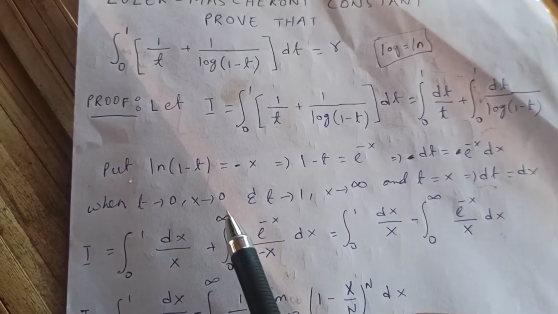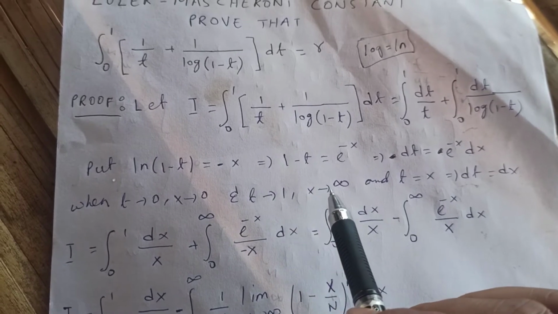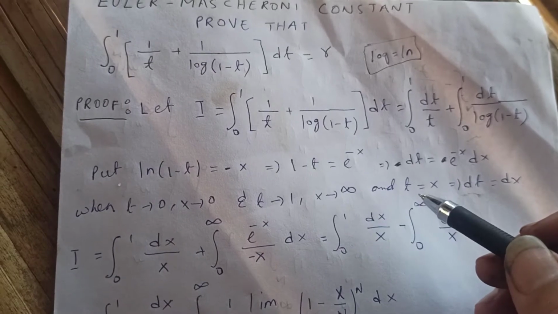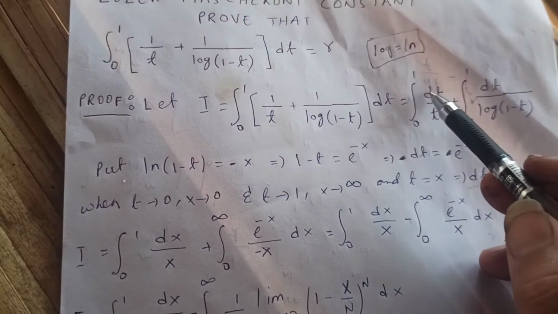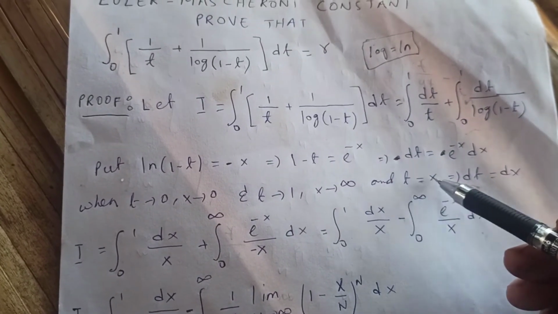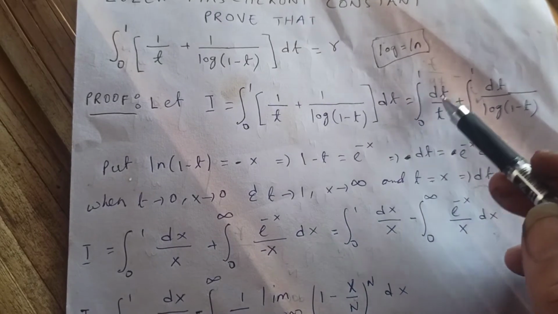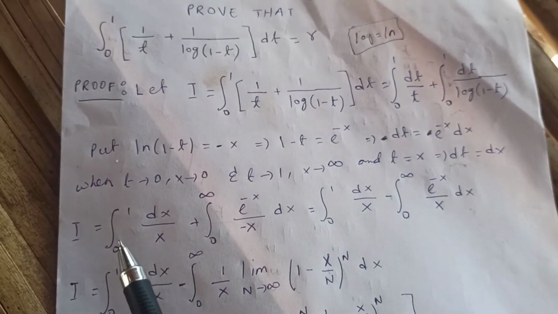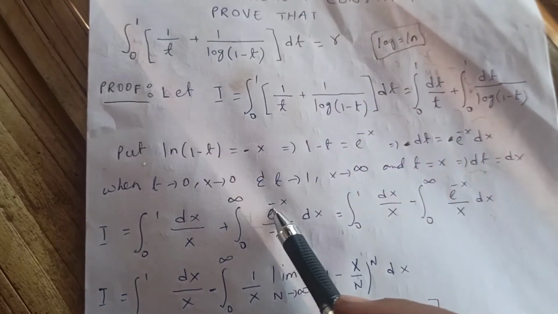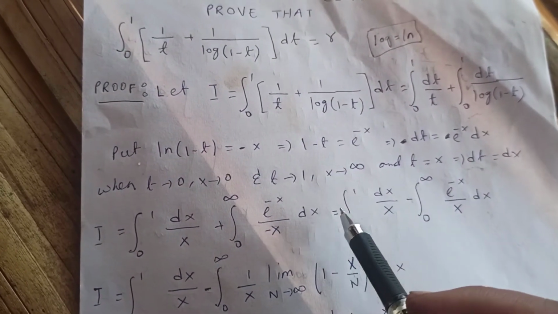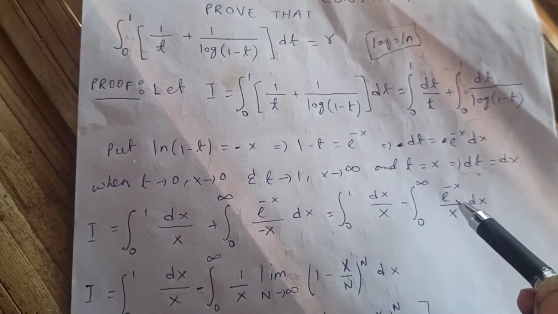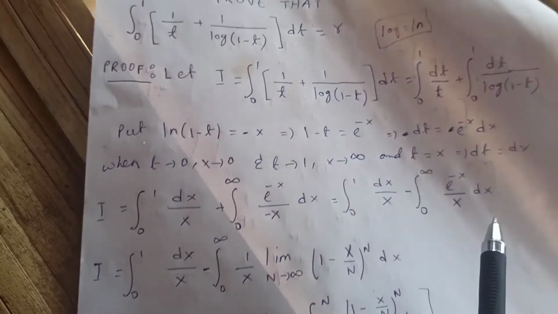When t tends to 0, then x tends to 0. When t tends to 1, then x tends to infinity, right? And here also I'm just substituting, so that the variable will be the same: t equals x, dt equals dx for this integral. Therefore I is equal to the integral from 0 to 1 dx/x plus the integral from 0 to infinity of e to the negative x over negative x dx, which is equal to the integral from 0 to 1 dx/x minus the integral from 0 to infinity of e to the negative x over x dx.